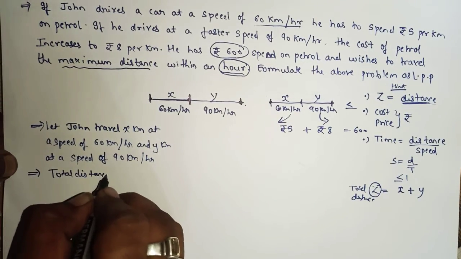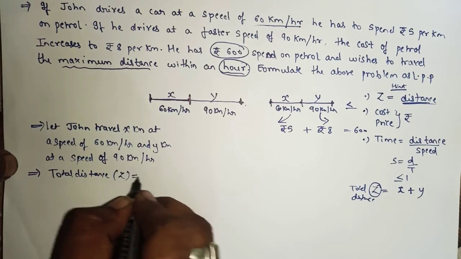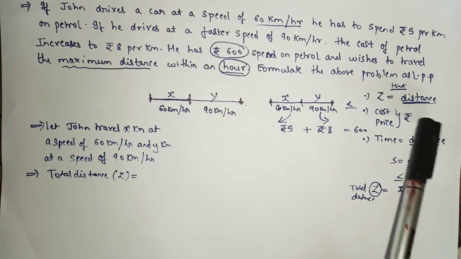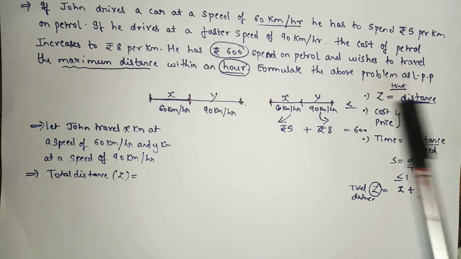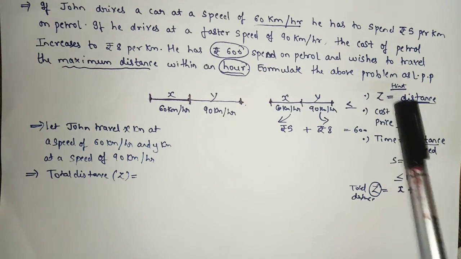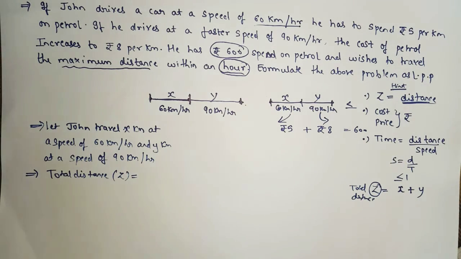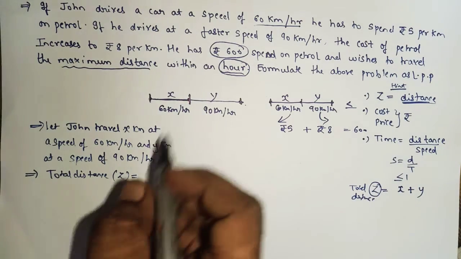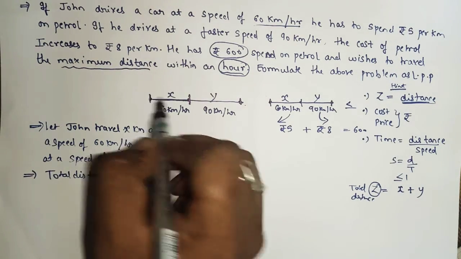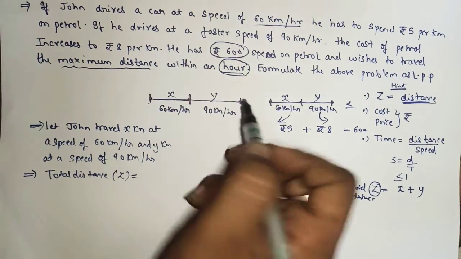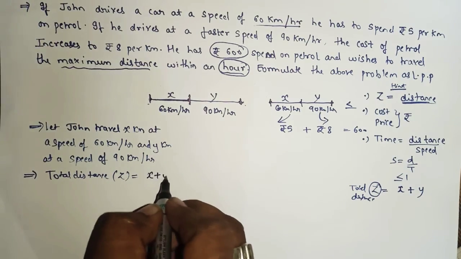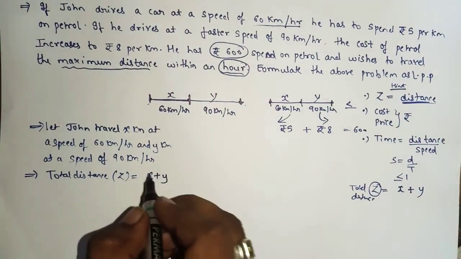So that total distance actually, it is what? Z part. As I told, the distance part we will consider for this sum as z. So z will be what? A distance section. So here he has to cover a total distance. So total distance, it will be what? x plus y. Yes or no?